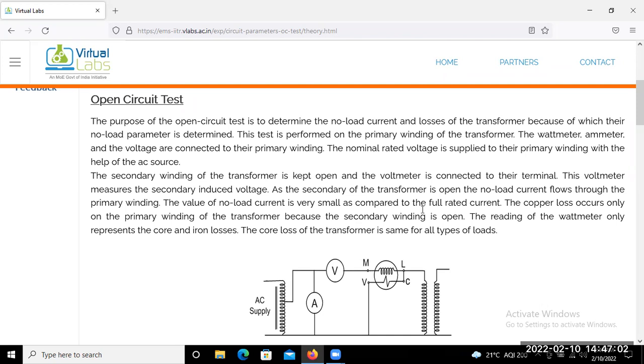So I think it is clear to all of you about the open circuit test, or do I still have any questions? Anyone, then ask me, or otherwise we move to the next point about the short circuit test. Does anyone have any question regarding the open circuit test?